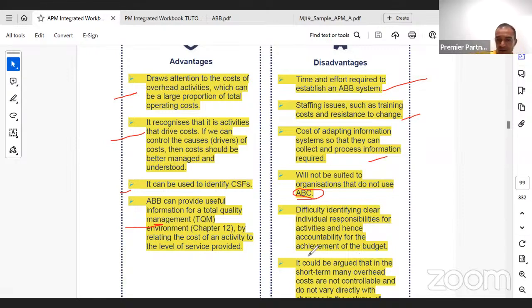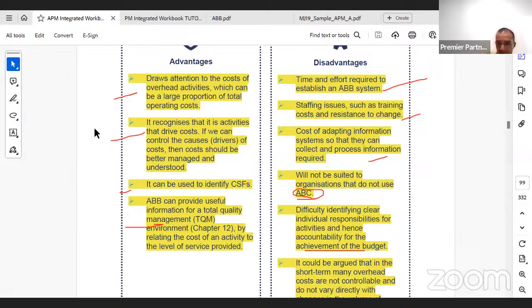Difficulty identifying clear individual responsibilities for activities and hence accountability for the achievement of the budget. Especially, you have teams sometimes. Whom do you go after? Which team member? Sometimes, let's say in this class, I'm the lecturer, there's another guy who's tutoring. Whom do you go after if students don't score well? You understand? Sometimes it's difficult when two, three people are doing a particular job role.